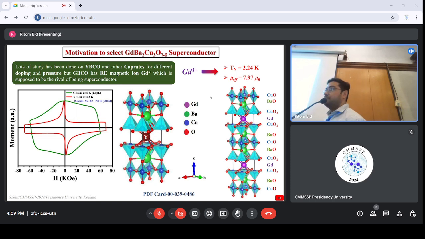So that is why we have selected these samples, these GdBCO cuprates, to understand if there is any effect of the magnetic moment on other superconducting properties or not.